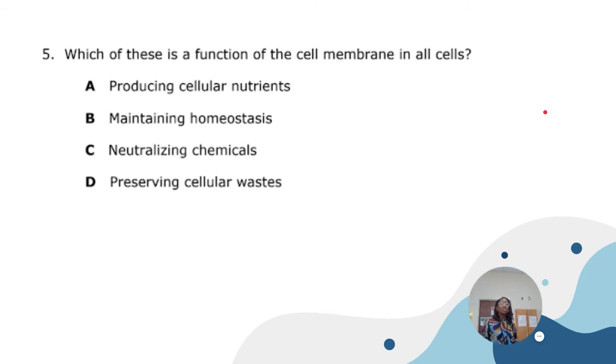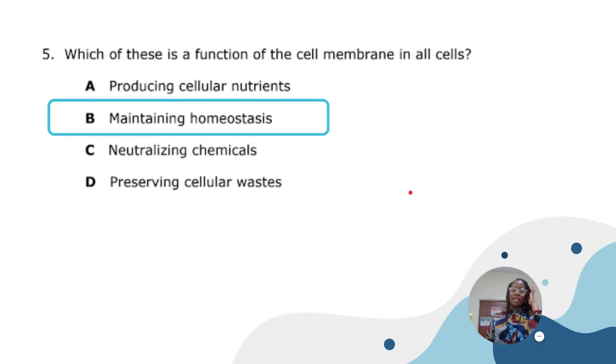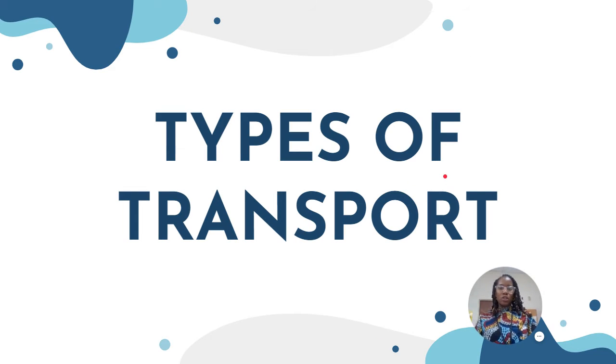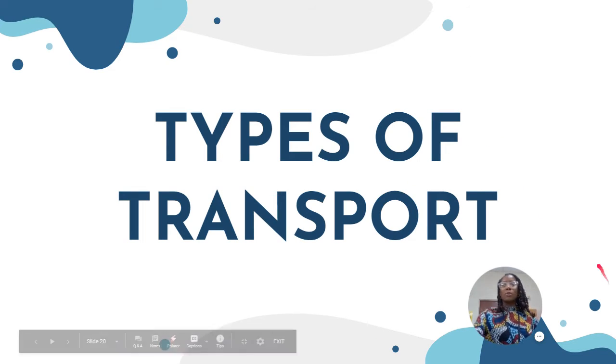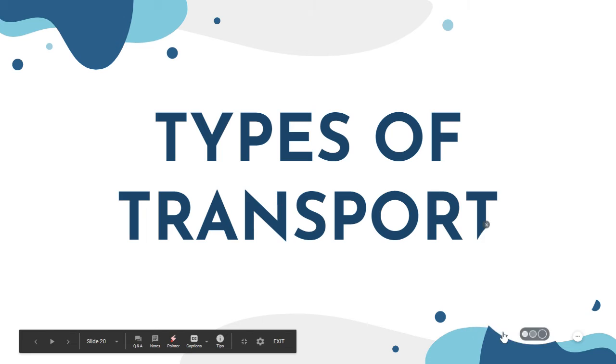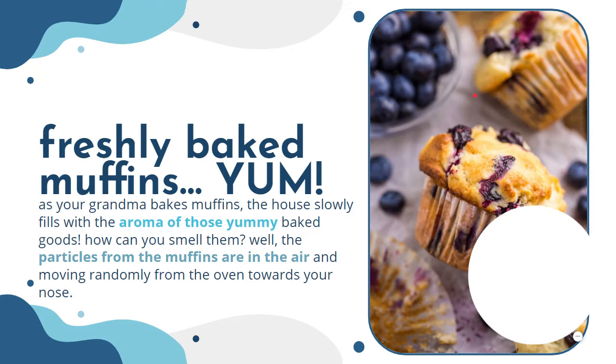First things first, I want to ask you this question. Which of these is a function of the cell membrane in all cells? Is it A, producing cellular nutrients, B, maintaining homeostasis, C, neutralizing chemicals, or D, preserving cellular wastes? Good job. Maintaining homeostasis, right? It is the bouncer. It maintains what is supposed to be in the cell and what is not supposed to be in the cell. Let's get into the types of transport.